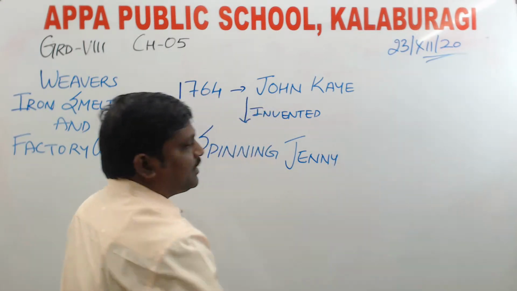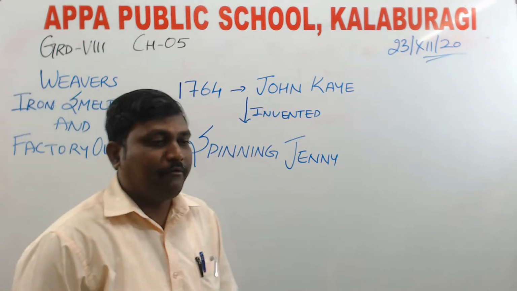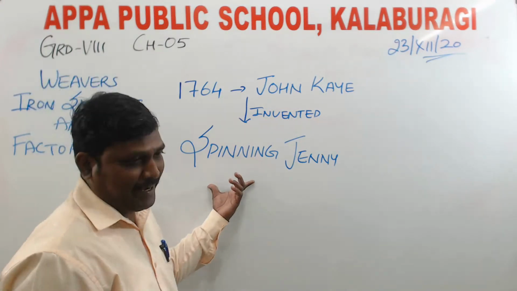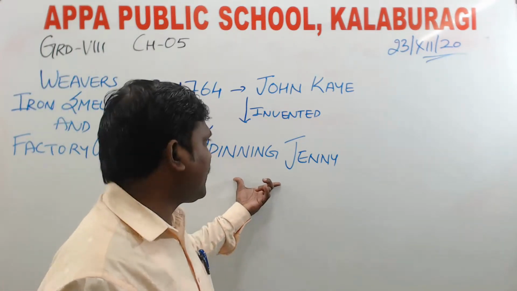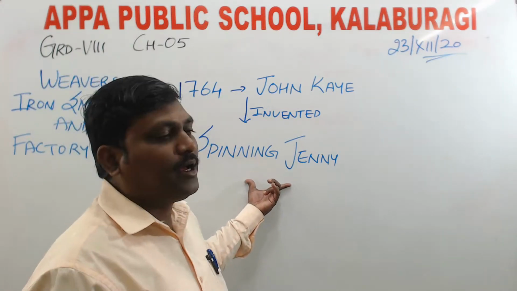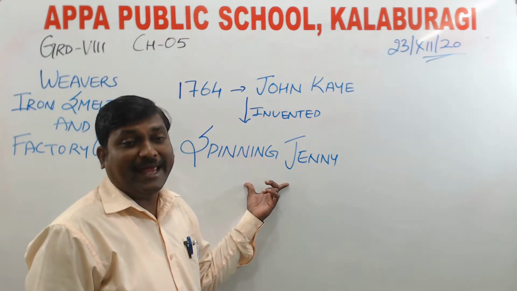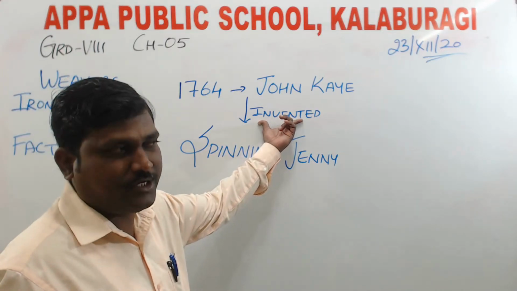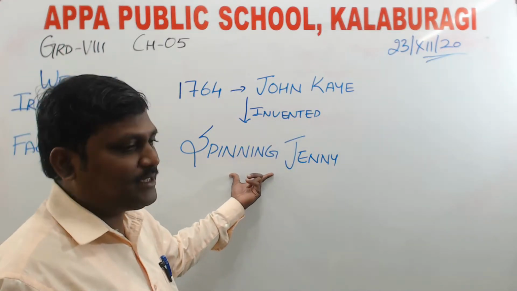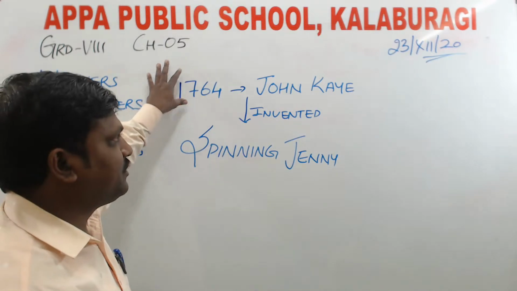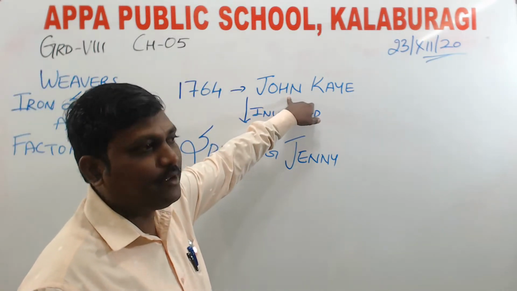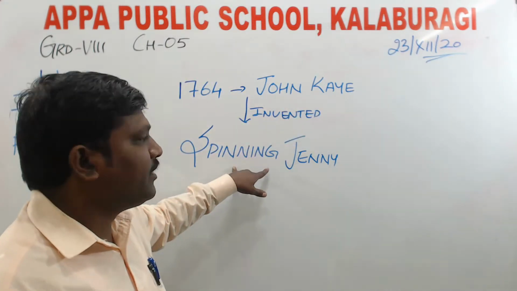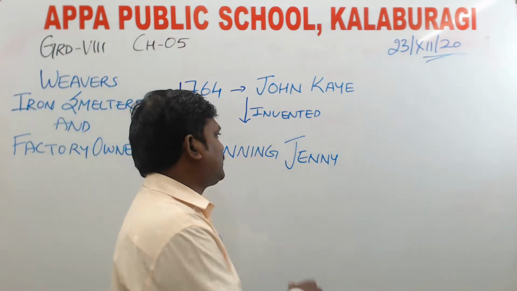This is a machine in which cloths are made. Now the machines started coming in England. This invention was a landmark invention, the invention of the spinning jenny. It was invented in the year 1764 by the scientist John Kay. Right, spinning jenny. So what did this spinning jenny do?